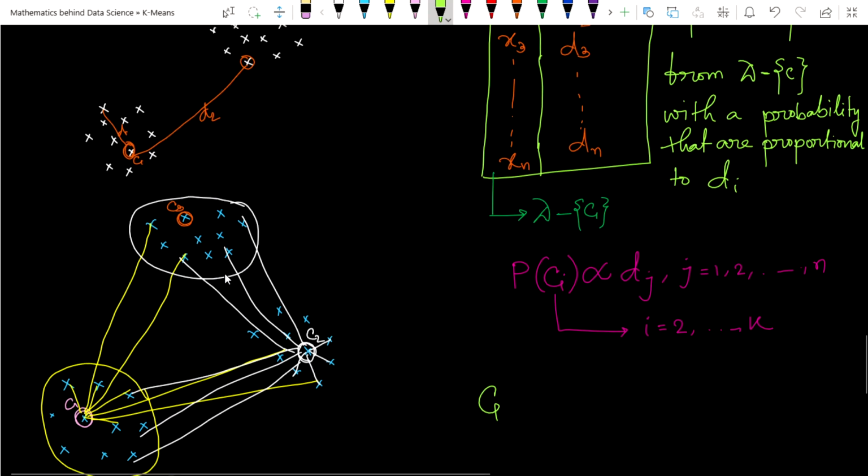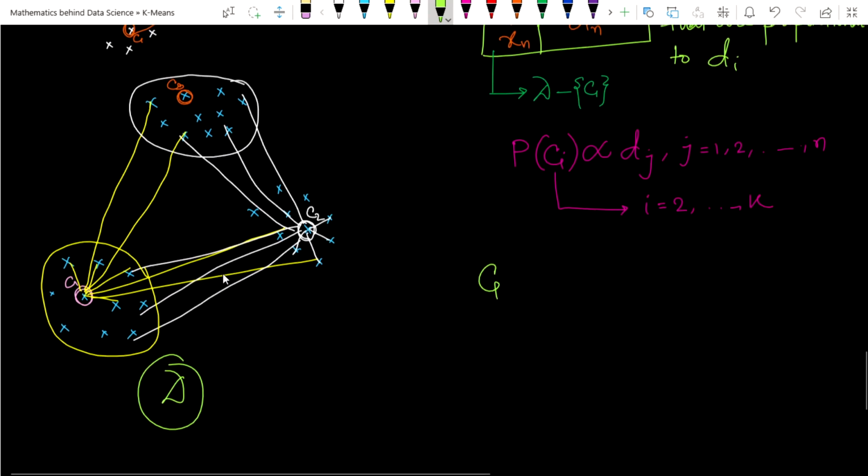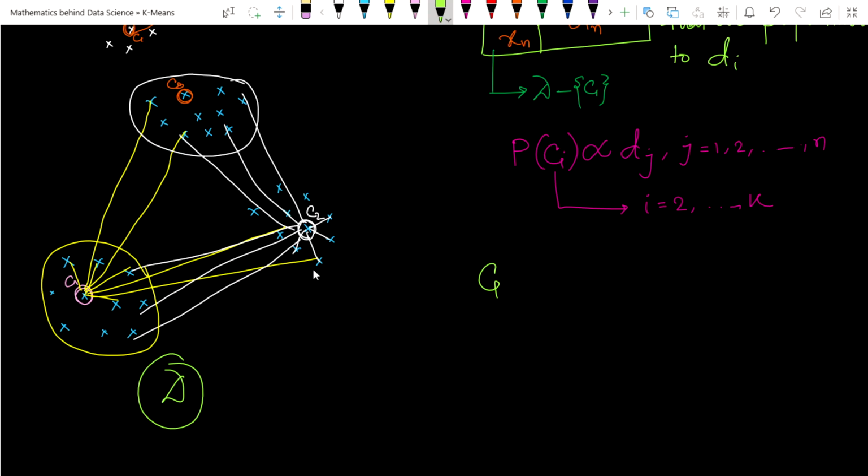Since the largest distance value will be the most probable to be picked, the chances of picking the next point will lie on these regions. Suppose the next point that we have picked is from these regions, because it is a probabilistic approach.